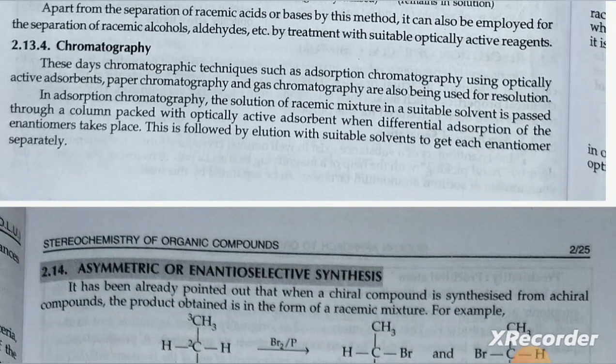These days, chromatography techniques such as adsorption chromatography using optically active adsorbent, paper chromatography and gas chromatography are also being used for resolution. In adsorption chromatography, the solution of the racemic mixture in a suitable solvent is passed through a column packed with optically active adsorbent, when differential adsorption of the enantiomers takes place. This is followed by elution with a suitable solvent to get each enantiomer separately.